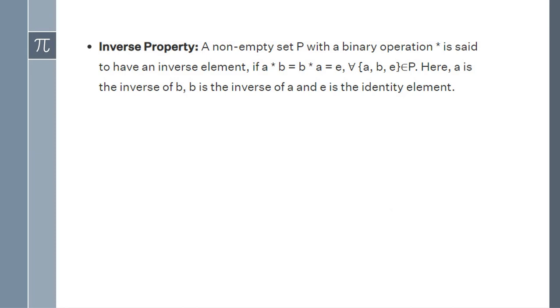Next, inverse property. A non-empty set P with a binary operation star is said to have an inverse element if A star B and B star A is equal to E, for all A, B, and E elements of P. Here, A is the inverse of B, and B is the inverse of A. And E is the identity element. Inverse ni siya, A star B, B star A.